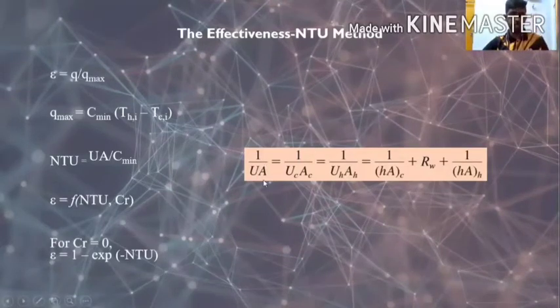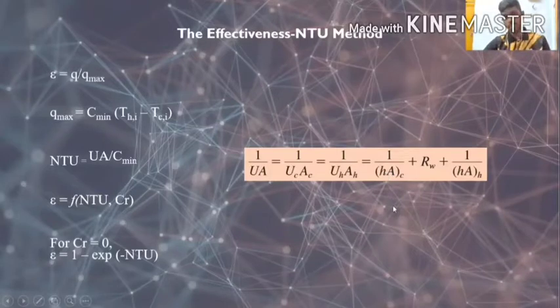This is 1 over UA, which is the overall heat transfer coefficient, which is equal to 1 over hA, where h is the coefficient of convection, and another 1 over hA, this one for cold fluid, this one for hot fluid, and including the conduction resistance, if there's any. Then we have the effectiveness formula, which is Q over Qmax. Q is the actual heat rate over the maximum heat rate in a heat exchanger.